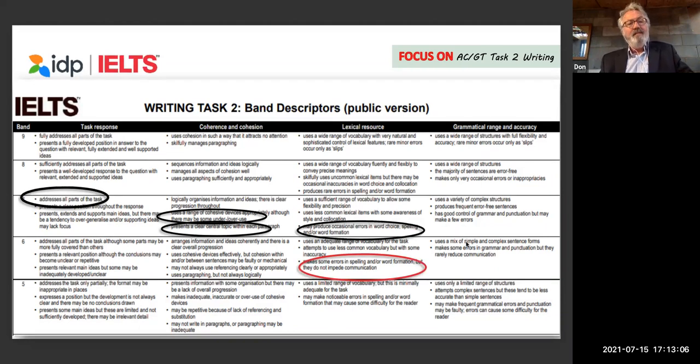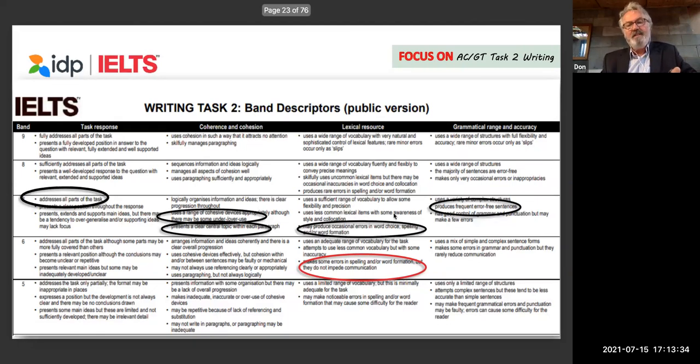You can see here at a band 6, you can make many more spelling mistakes, 10 maybe. But importantly, at band 6, these spelling mistakes don't affect how the reader understands. The reader can still understand what you're saying despite your spelling mistakes.